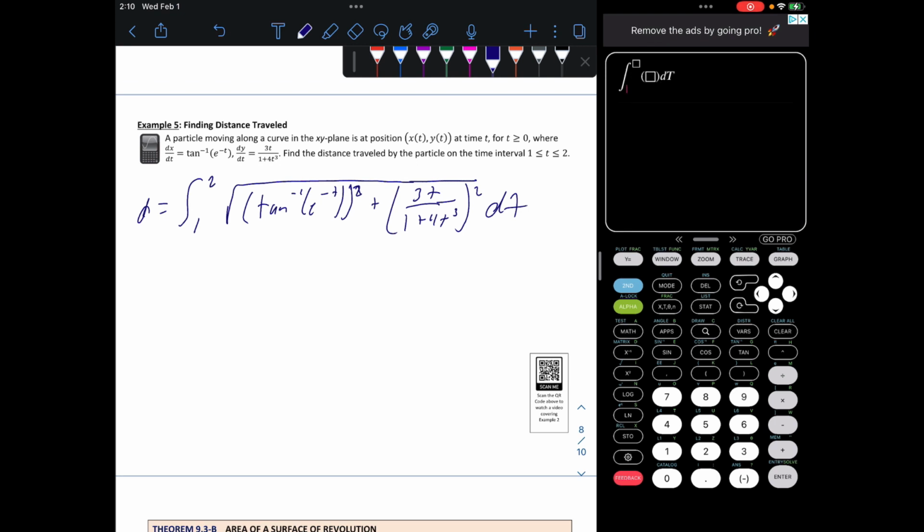Let's take our time. Integral from 1 to 2, square root of (tangent inverse of, I already know I have to put another parenthesis there, tangent inverse of e to the negative t) squared plus (3t over 1 plus 4t to the third) squared.